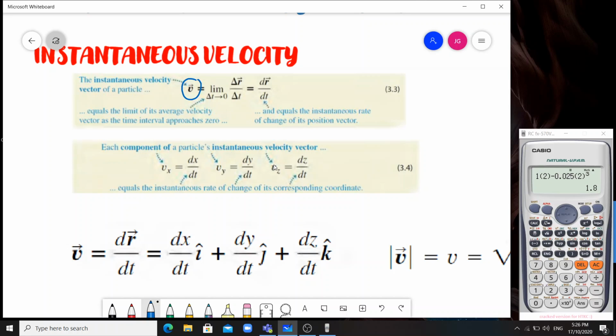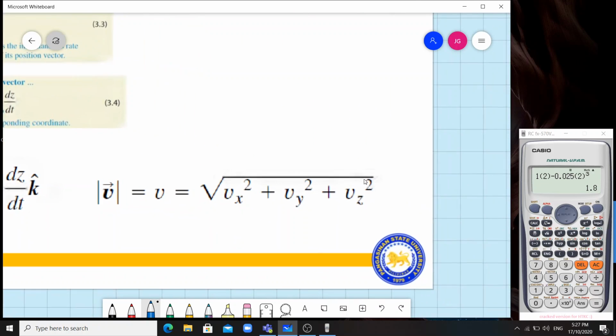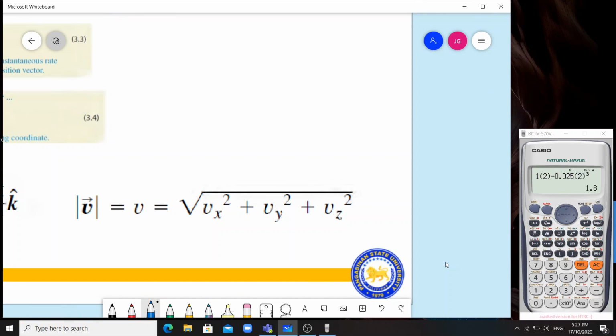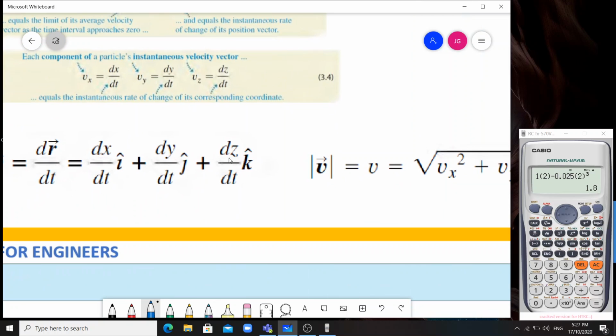The x component of the instantaneous velocity is dx over dt. The y component would be dy over dt, and the z component would be dz over dt, or we can represent it as a unit vector, and we can solve the magnitude through this: the square root of vx squared plus vy squared plus vz squared. All of the lessons we discussed about vectors in the previous module will be applied here. So make sure that you know the basics of vectors very well.